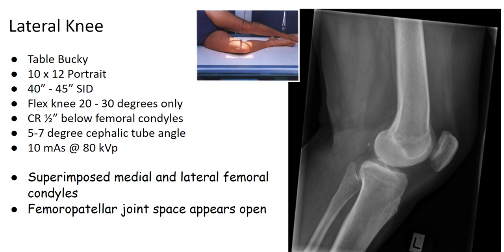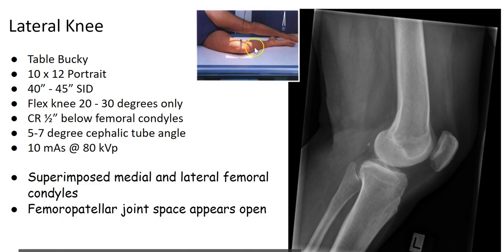How do we know we're correctly positioned in this projection? Well, I just talked about it. You should see your medial and lateral femoral condyles superimposed. You should also see the joint space open between the patella and the distal femur. Now in this case, this patient doesn't have a lot of joint space between their patella and distal femur, and that's okay. This is a really nice x-ray. You have 20 to 30 degree flexion between the femur and the tib fib, and your condyles are beautifully superimposed.